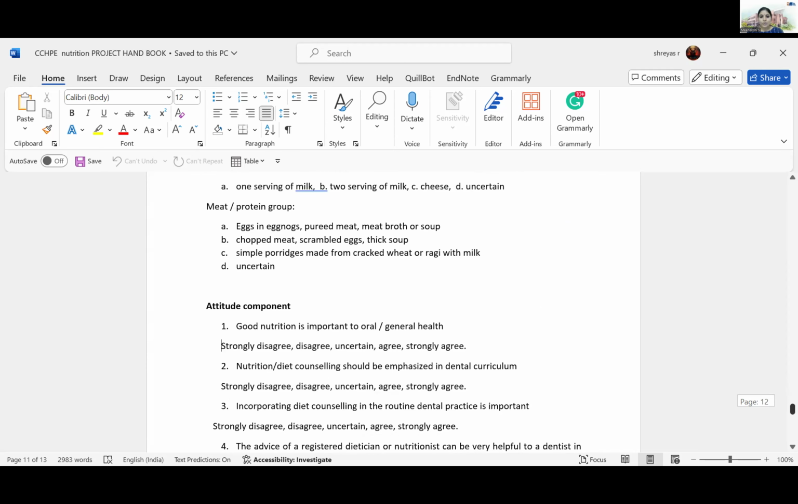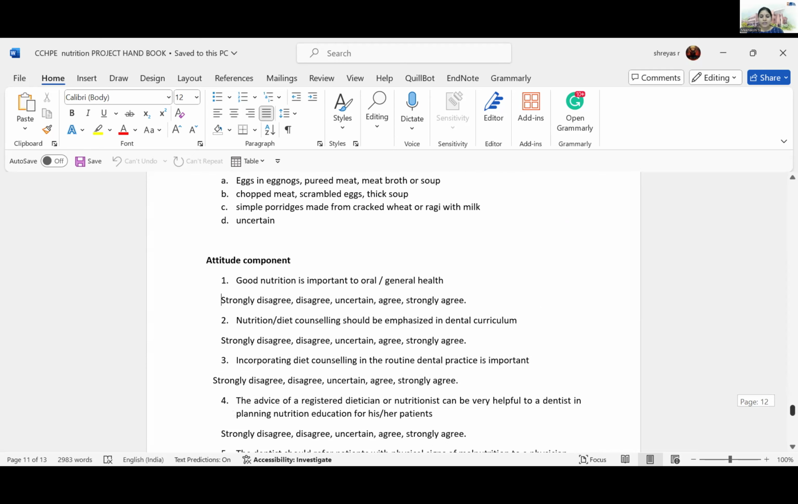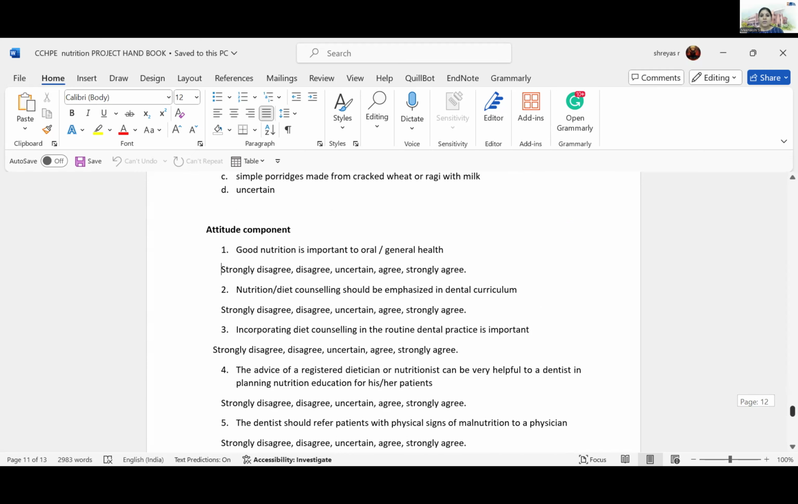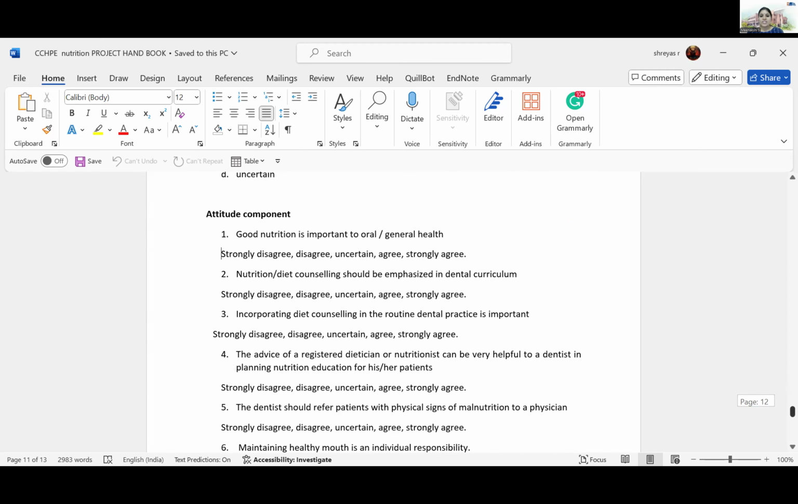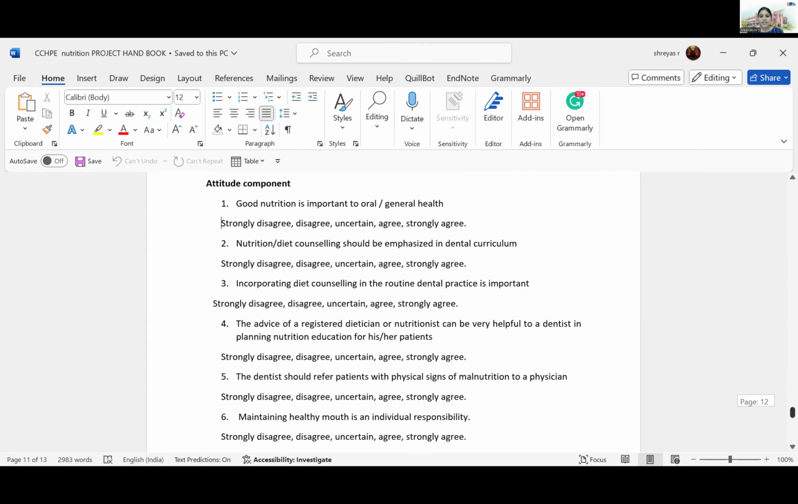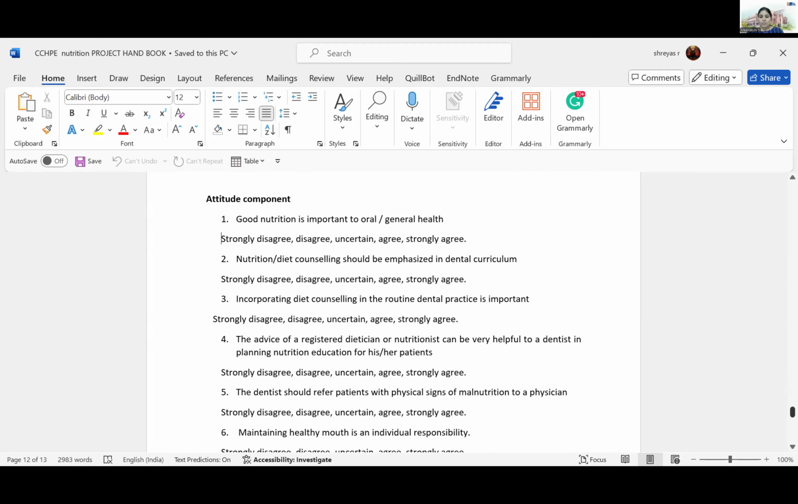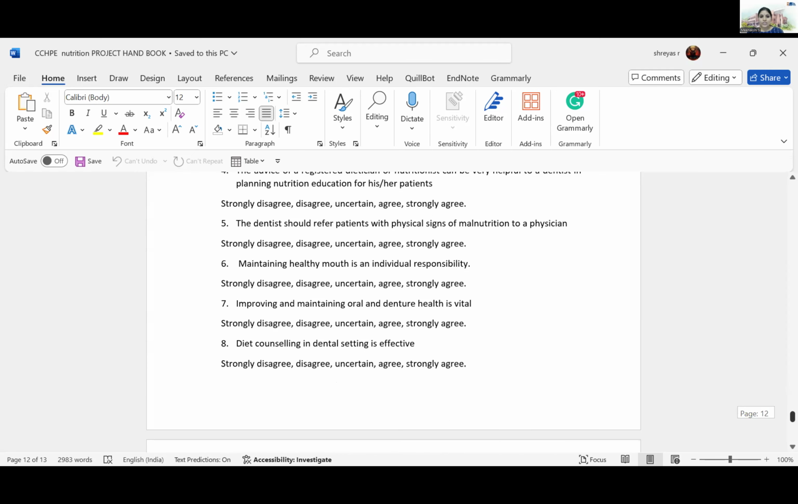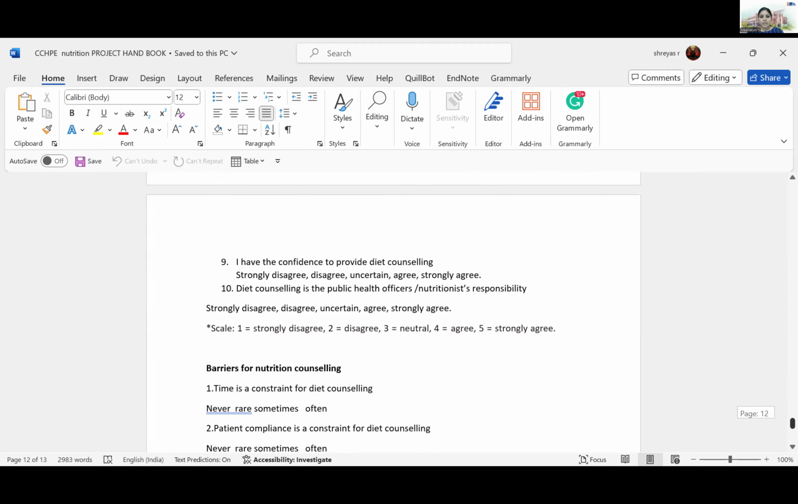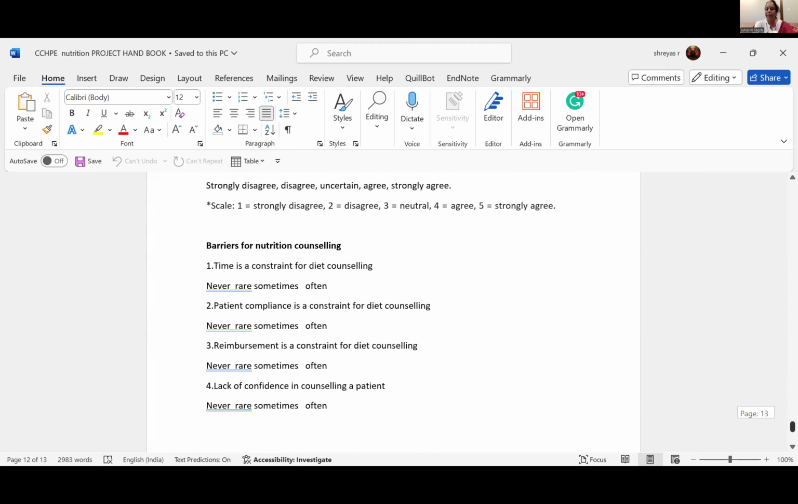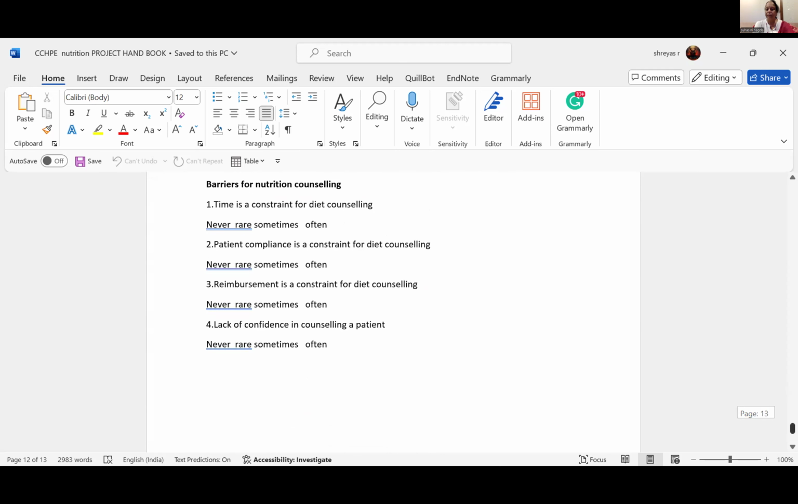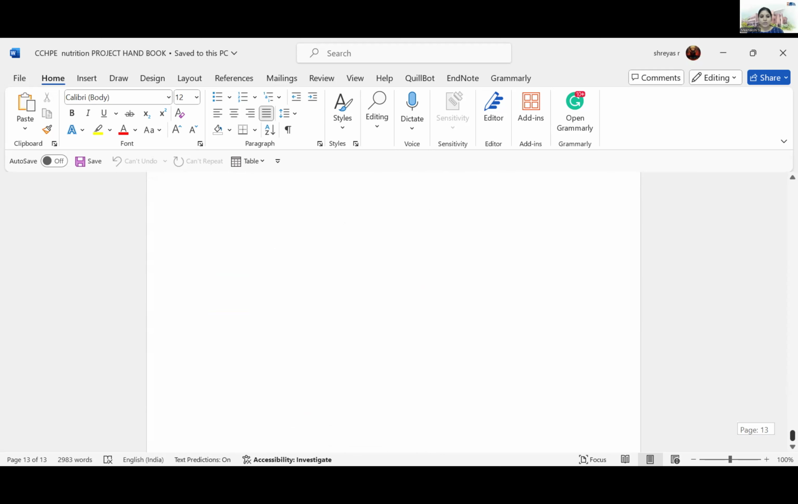So these are the attitude components where they're giving us the details regarding why this is more important and what is hindering them from giving the nutritional guidelines for patients. So these are the 8 questions on the attitude component. I've also included barriers, what could be the common barriers they have encountered, which have prevented them from giving nutritional counseling.